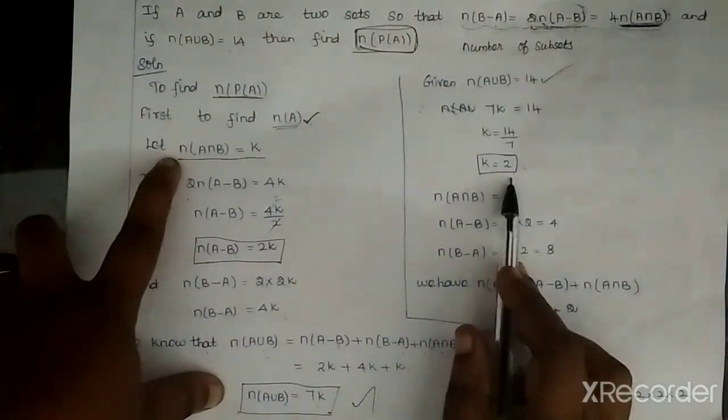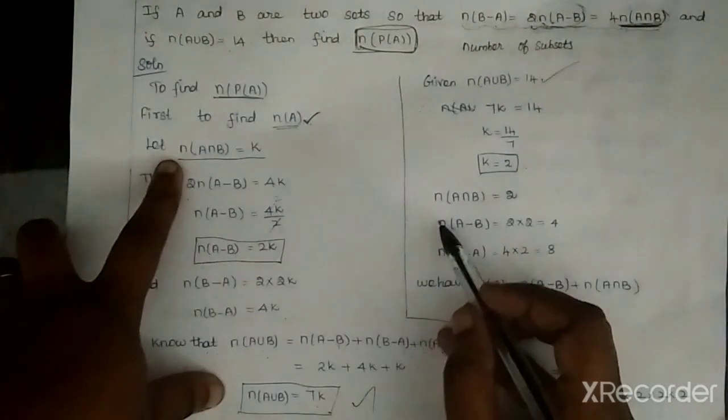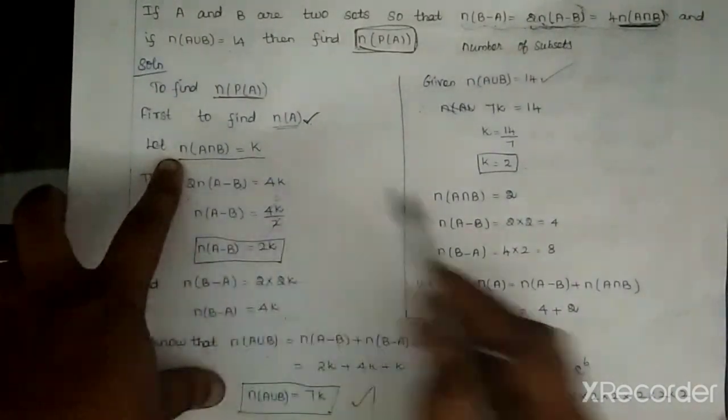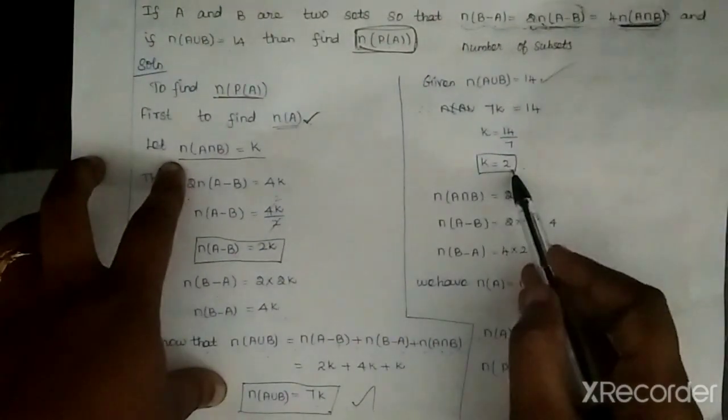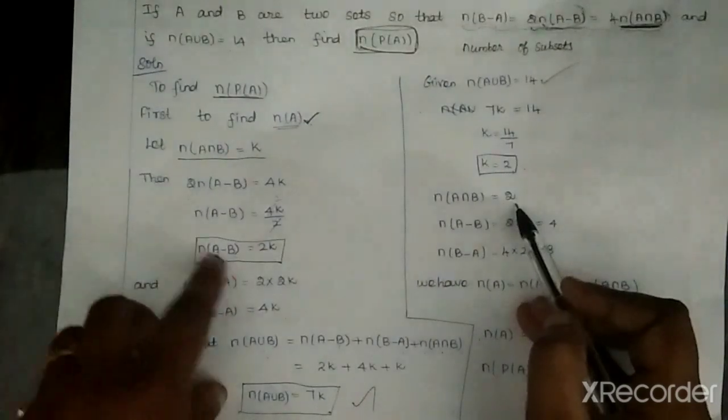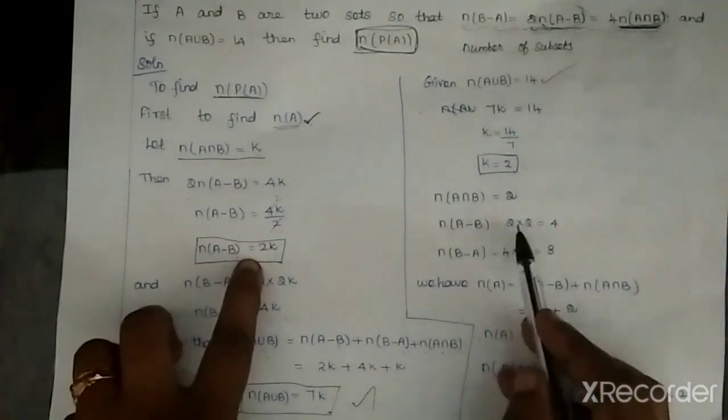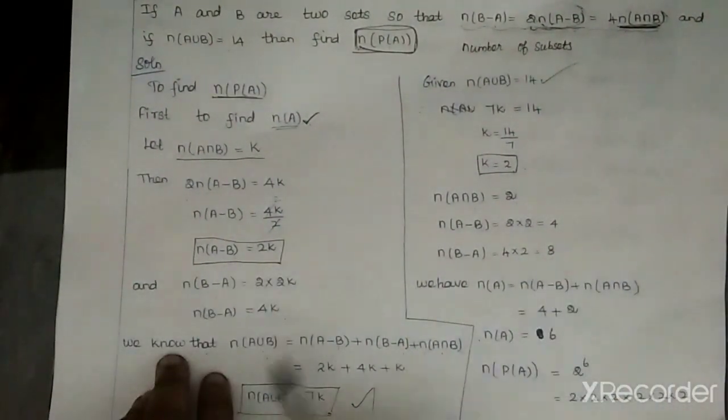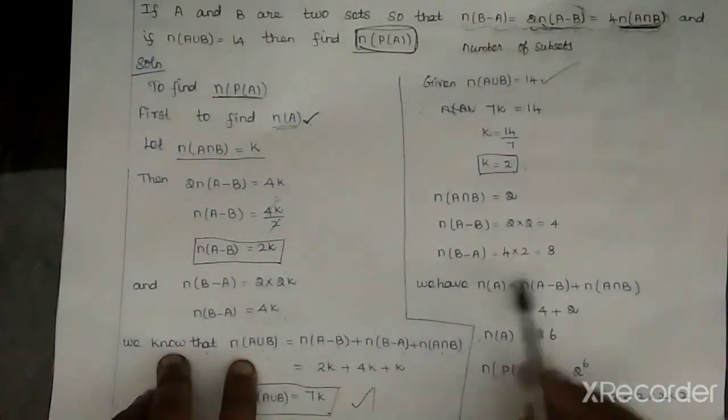We substitute this 2 here. See what we get. N of A intersection B is equal to K, that is K is 2. So n of A intersection B equal to 2, n of A minus B equal to 2 into 2, so that is 4, n of B minus A equal to 4 into 2, so that is 8.